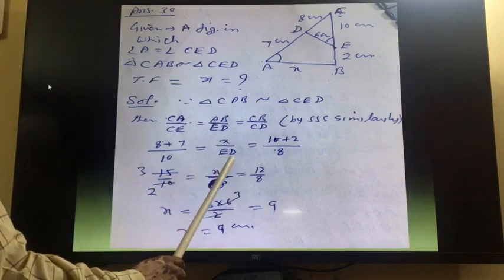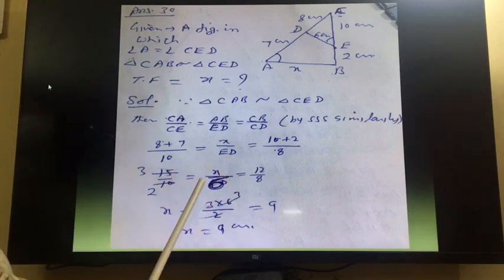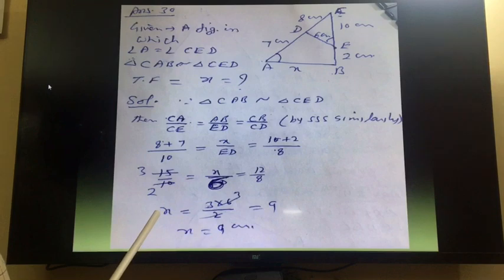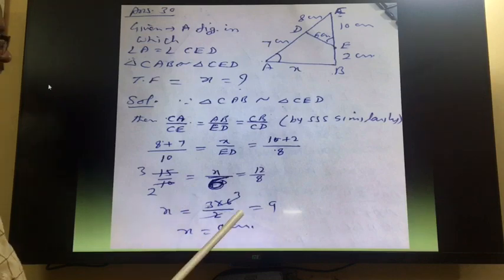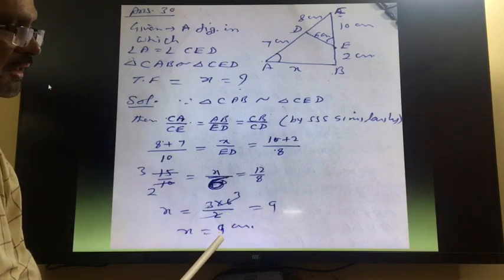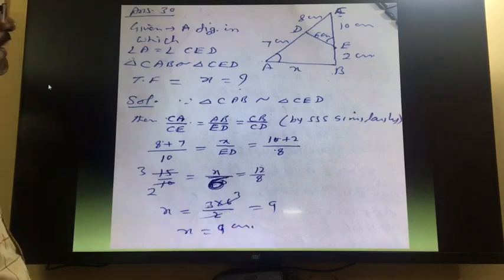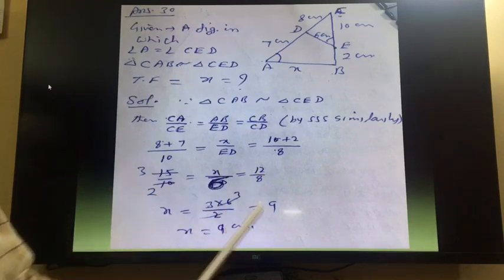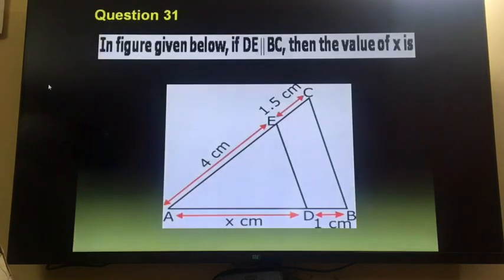And after that, by taking any two equal, we can find out the value of x. So here 2x is equal to 18, so x is equal to 18 by 2, that is 9. So we will get the value of x as 9, right? So any two you can put equal and then you can simplify this.